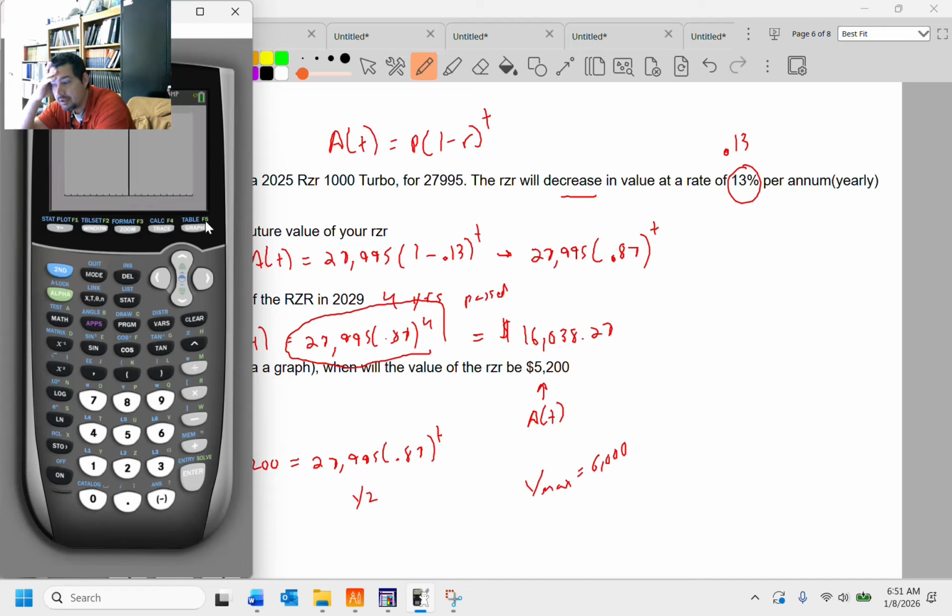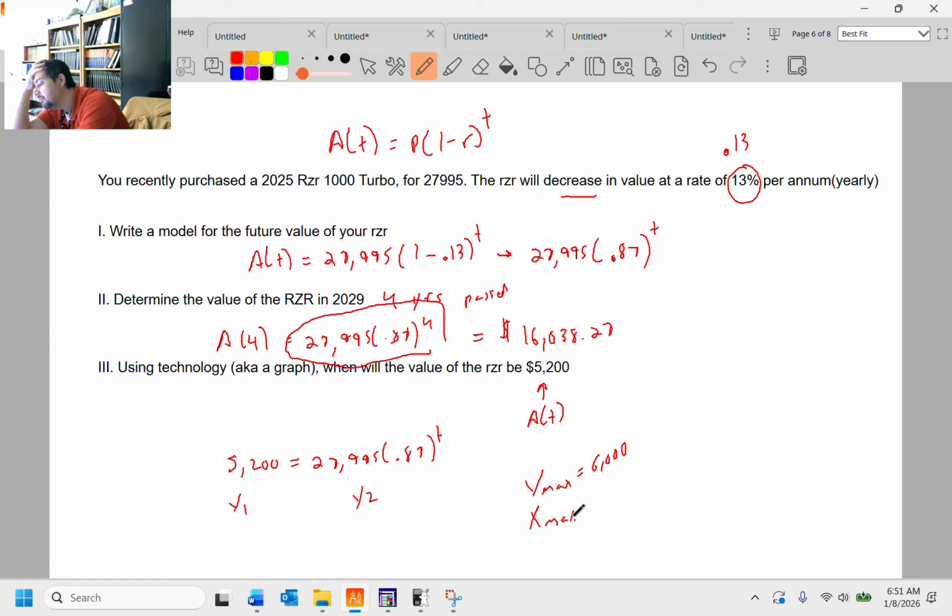There's the $6,000 or the $5,200. The curve is going to be up here somewhere because remember it starts at 27,000. It's way up here, and it has not decreased down to 5,200 yet. So let's look 20 years in the future by changing our X max to 20 and see if that does the job. If not, we'll do 30. I kind of thought 20 would do it. There it is. So I set my X max to be 20, as in 20 years into the future. And let's see how long it takes.